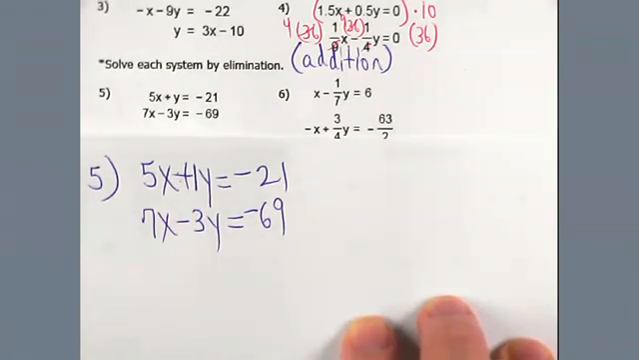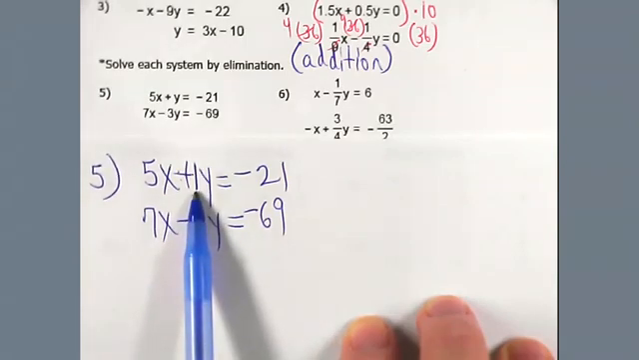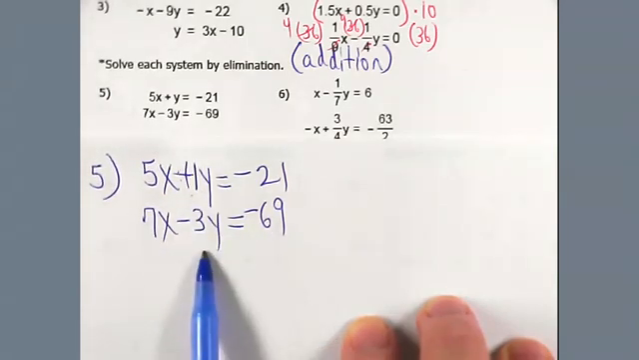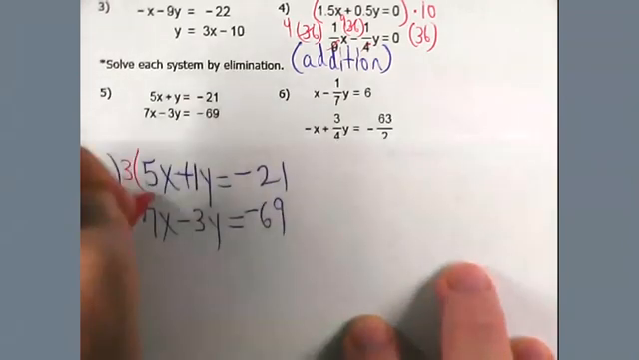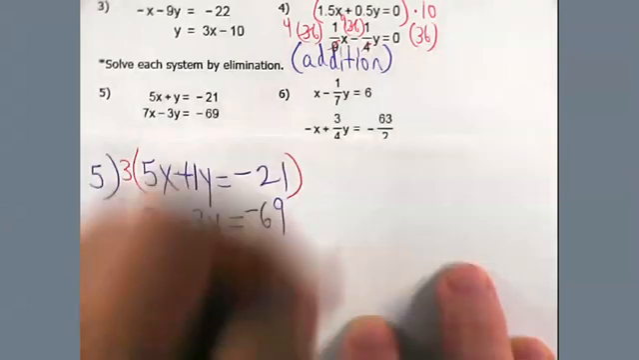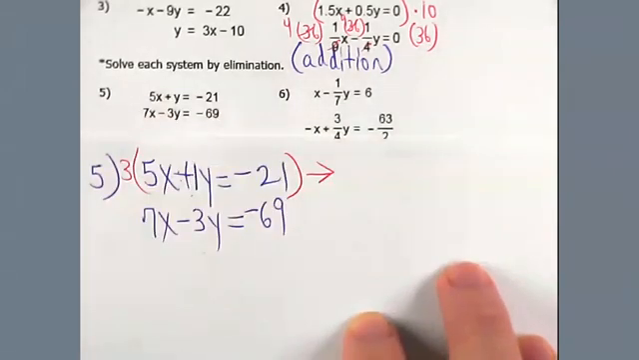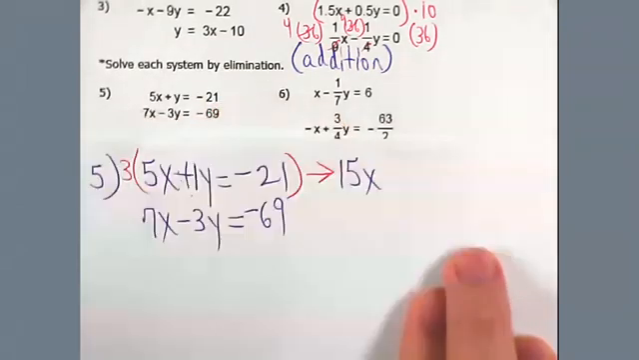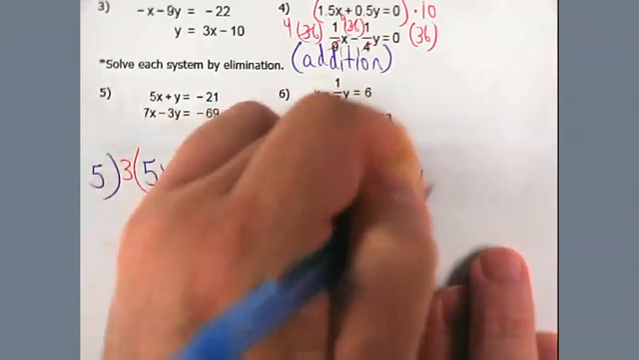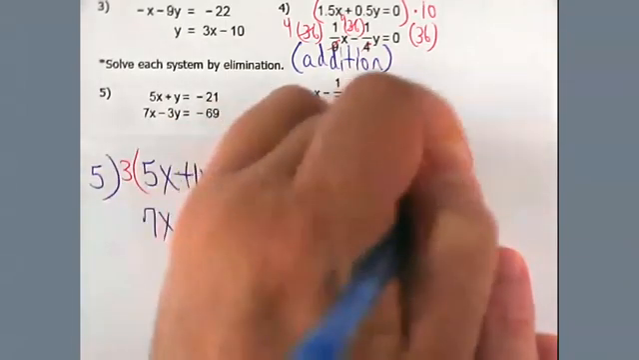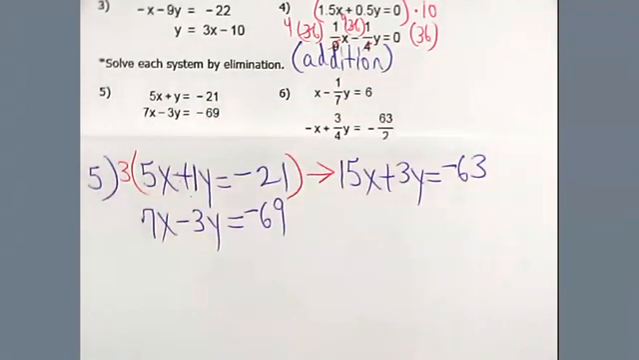We need to make this a 3, a positive 3, so we can cancel it out with the negative 3. So that means multiply the entire first equation by positive 3. So when we do that, we get 15x plus 3y equal to negative 63. Bring down the second equation.